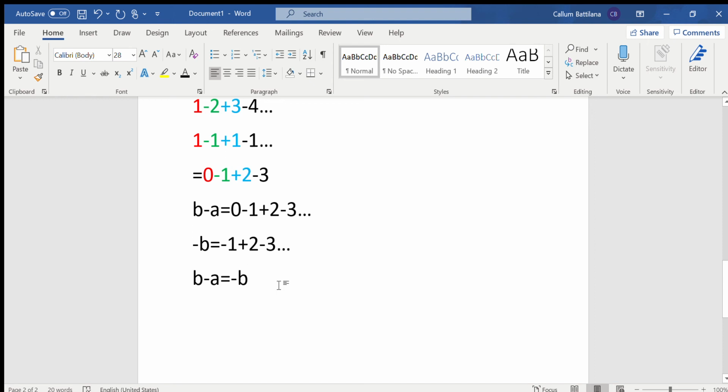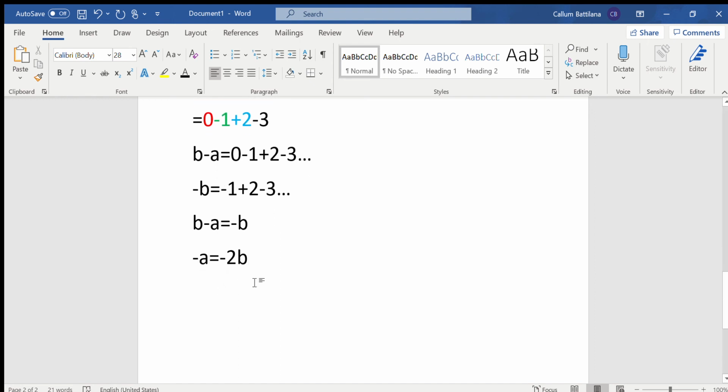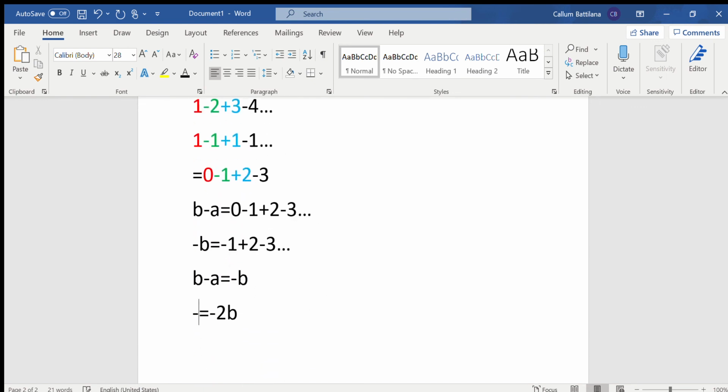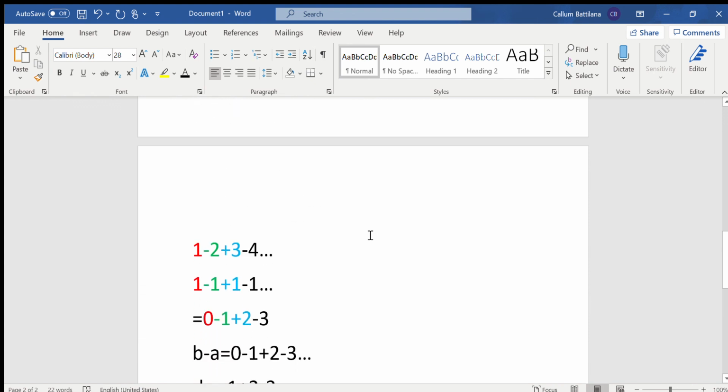So therefore, if we subtract beta on both sides, we get minus alpha is equal to minus 2 beta. And we know that alpha is equal to 1/2, as we've worked out back here. So we can just substitute that in for 1/2. And so if we divide by minus 2 on both sides, we get 1/4. Okay, 1/4 equals beta. Okay, great. So we've solved for alpha, we've solved for beta.